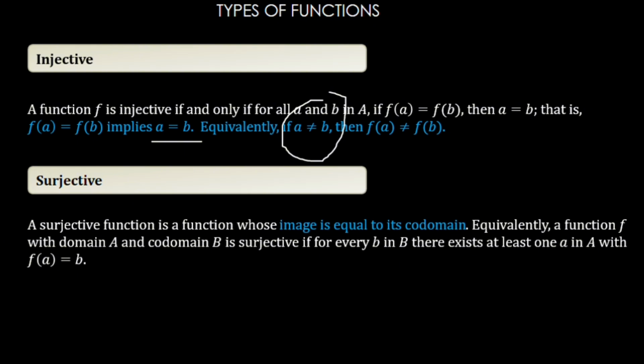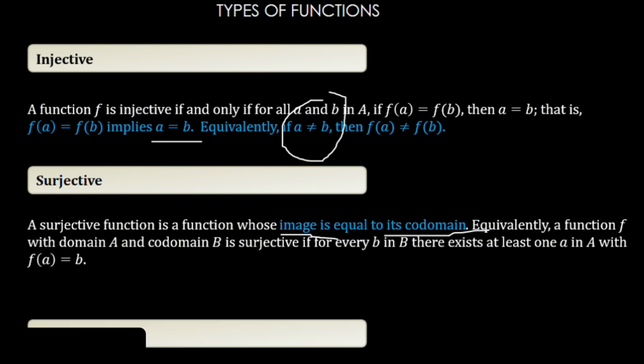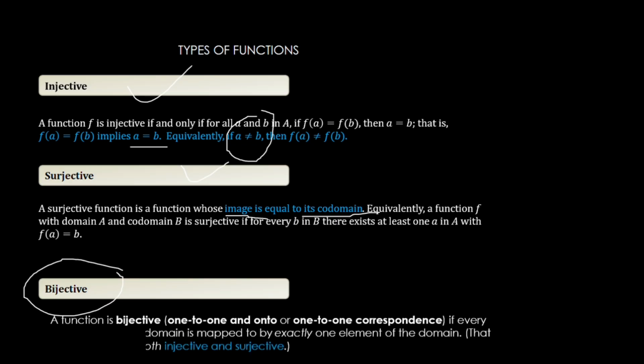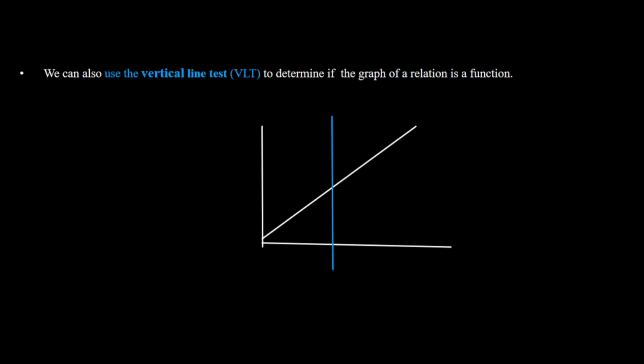A function is surjective if what? If the image is equal to the codomain, that is, the range is equal to the codomain. Hence, we have a surjective function. Another type is bijective. A function is bijective if it's both injective and surjective.